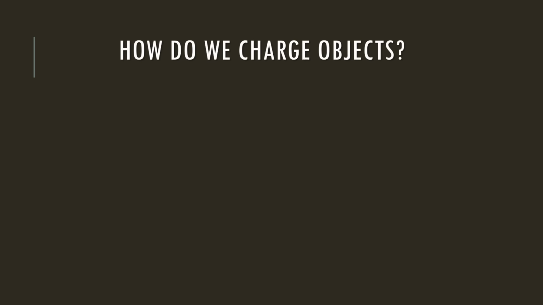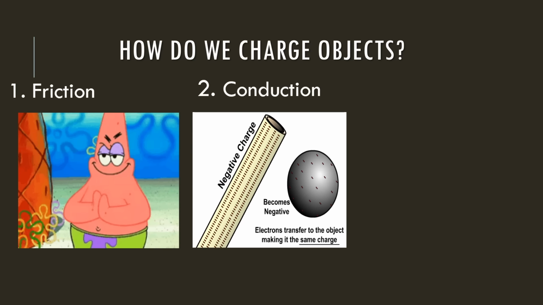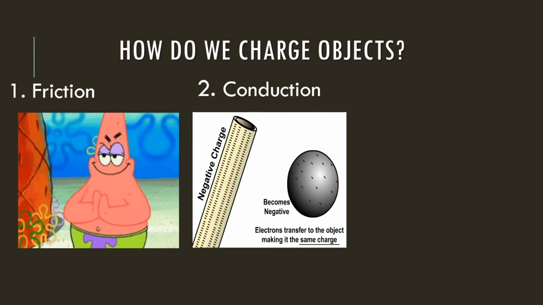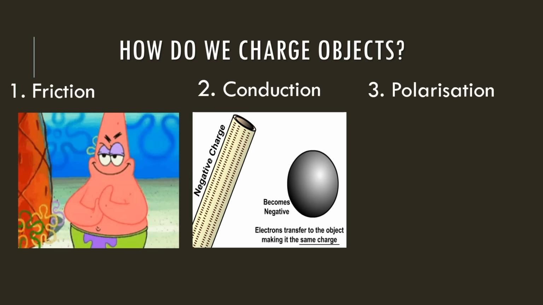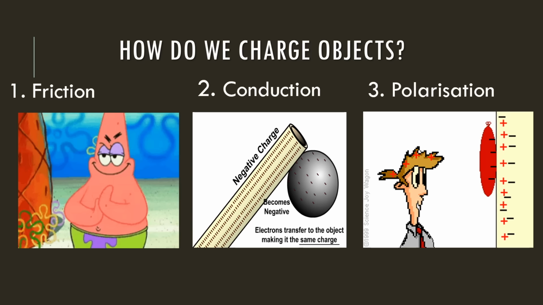So, how do we charge objects? The first method is through friction. Friction is the rubbing of two objects against each other, which allows the electrons to move from one object to another. An example could be rubbing a balloon on your hair, or perhaps a ruler to try pick up small pieces of paper. Our second way in which we charge an object is through conduction. Conduction is when a charged object will touch a neutral object and it will share the electrons that it has with the neutral object. The third way in which a charge can be obtained or created is through polarization.